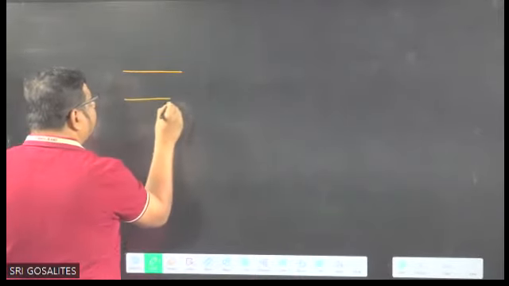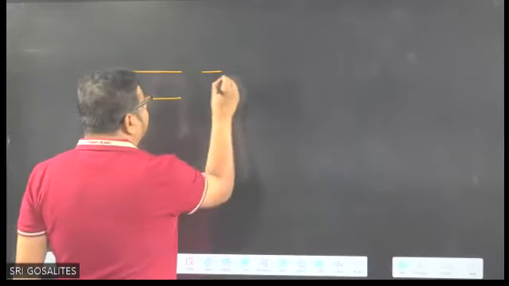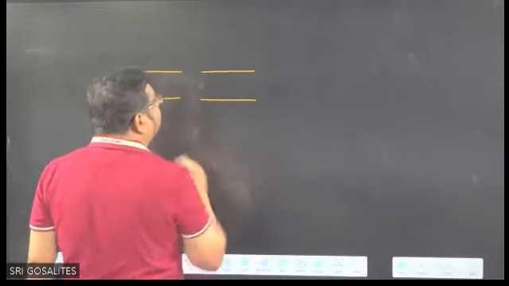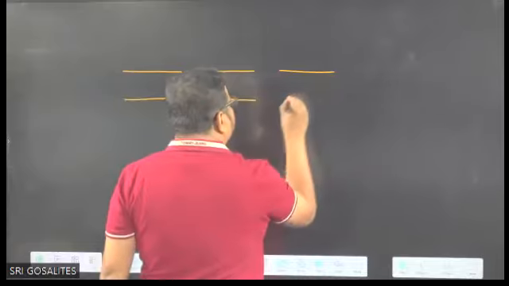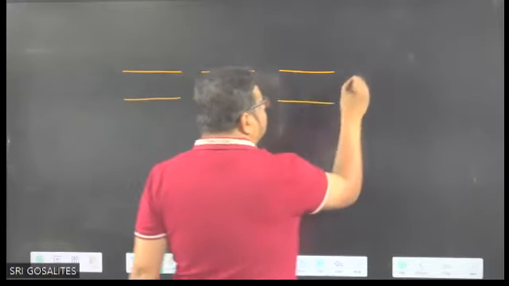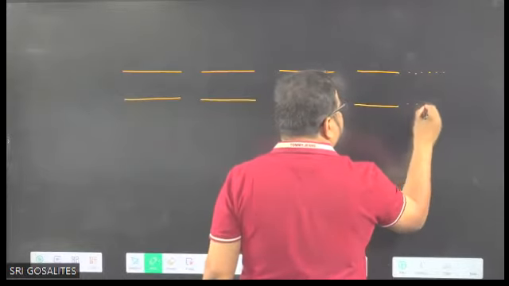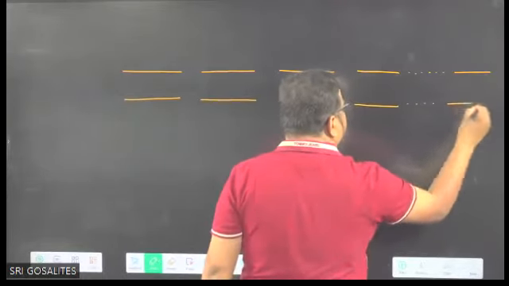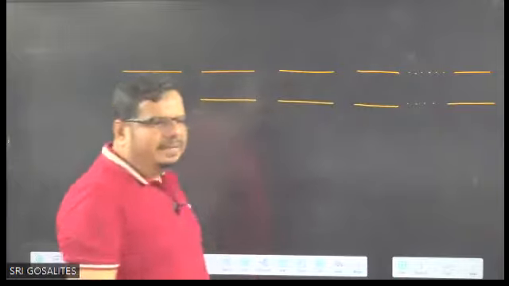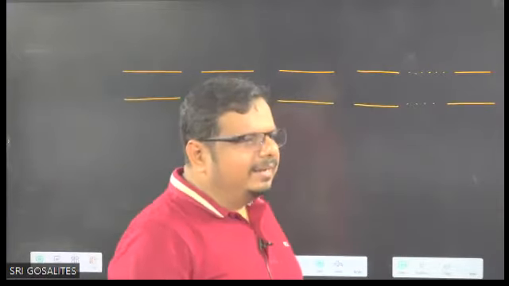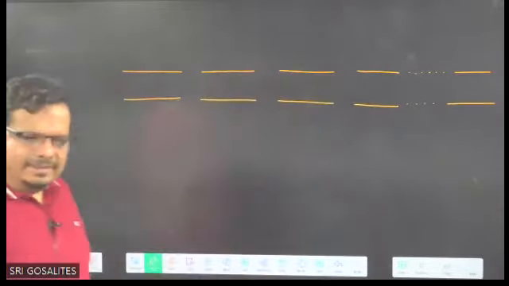Now just assume a situation. This is the first pair of chromosomes. This is the second pair of chromosomes. This is the third pair of chromosomes. This is the fourth pair of chromosomes. And here it is the 23rd pair of chromosomes. Clear? Are you getting the idea? Is it clear in the mind?